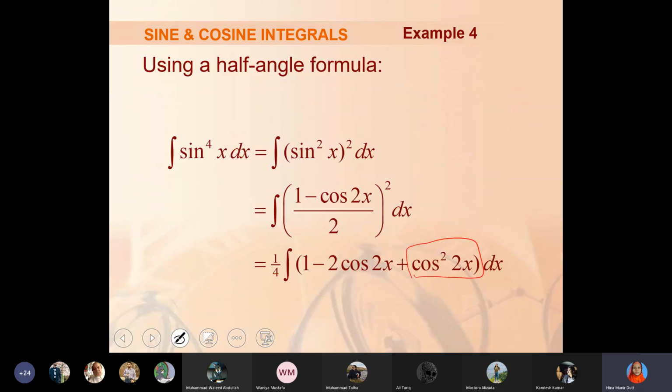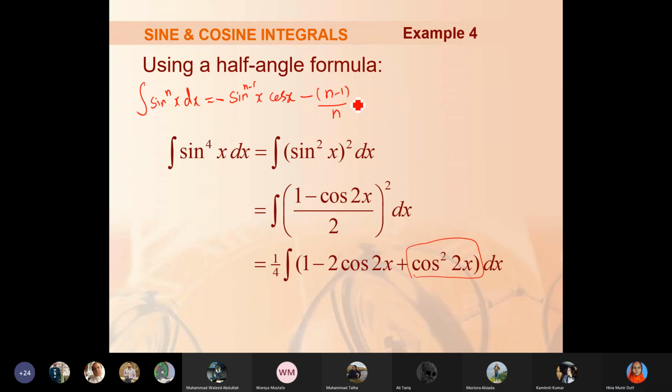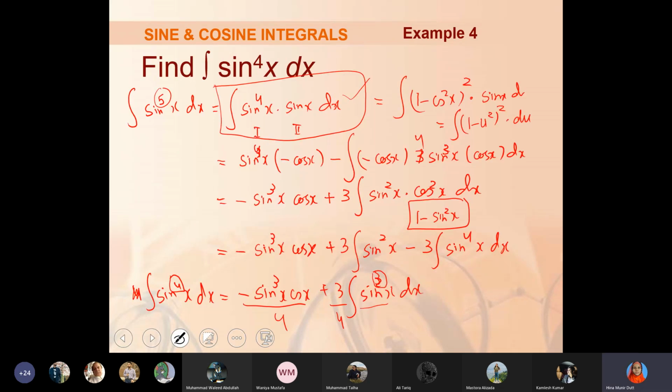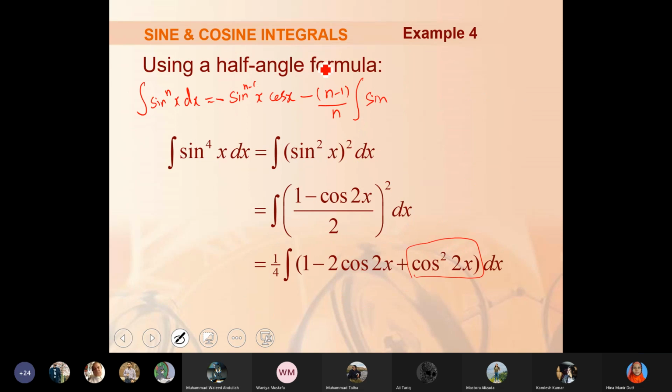I can use it for sine nx dx in general, and it becomes sine n minus 1x, integration of sine x is cos x, minus n minus 1 over n, sine n minus 2x. This formula is called reduction formula.